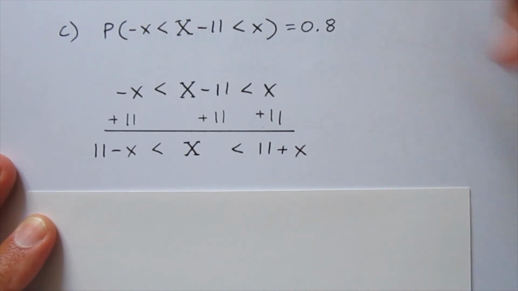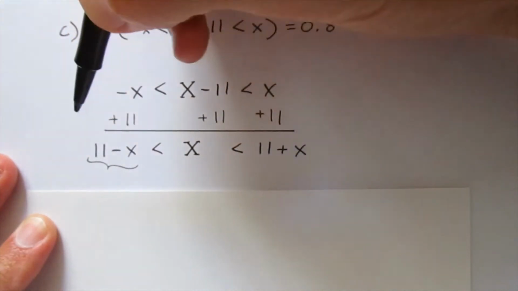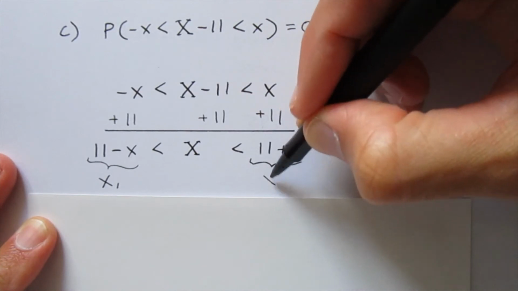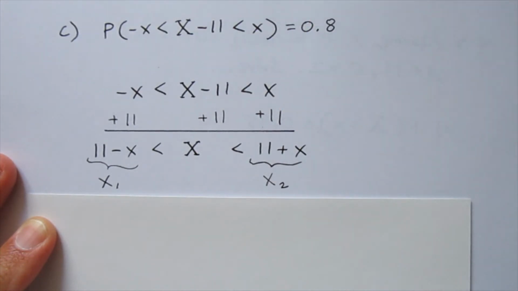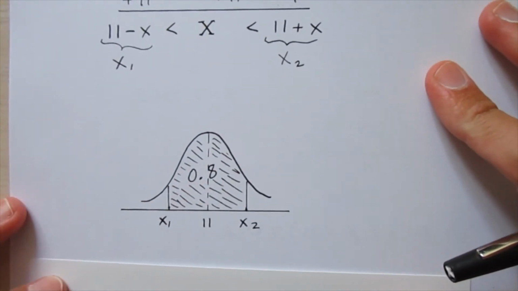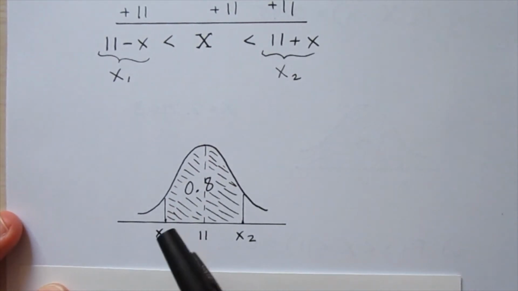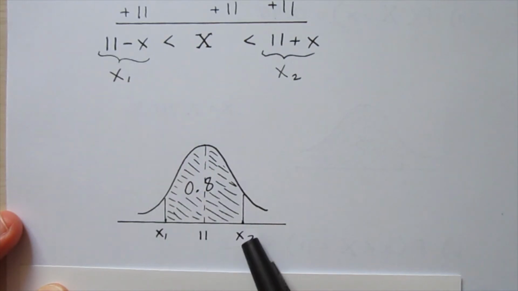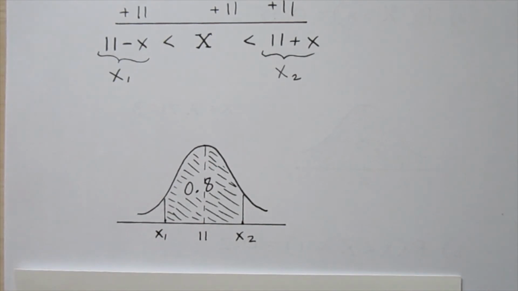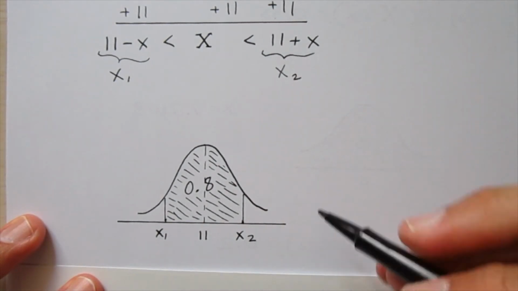So I'll call that x subscript 1. This I'll call x subscript 2. Okay, why am I doing that? I'm going to show this like so. Here I've got the x sub 1 that I just named. Here I've got the x sub 2 that I just named. The area between x sub 1 and x sub 2 is 0.8. So my mission is to find the x sub 1 and x sub 2.